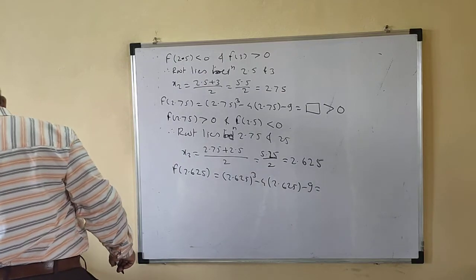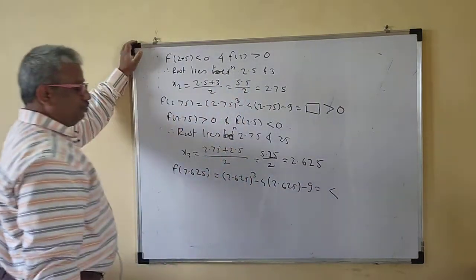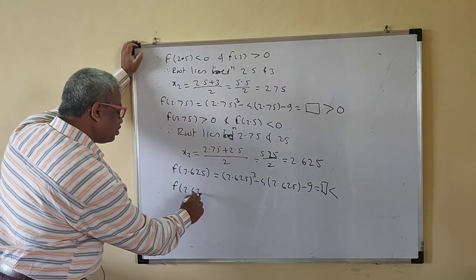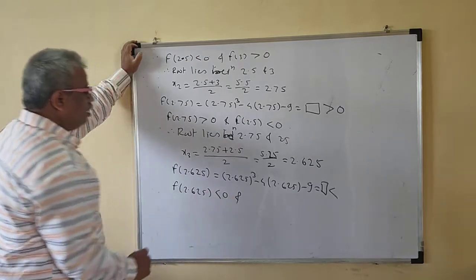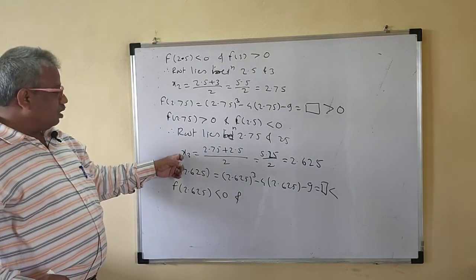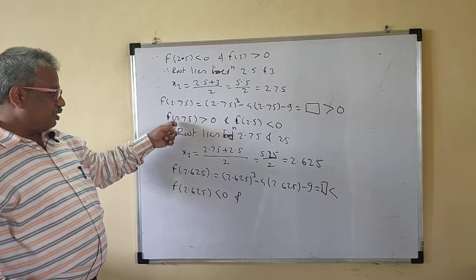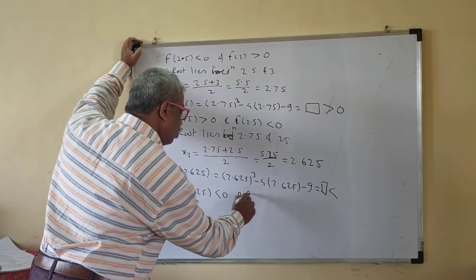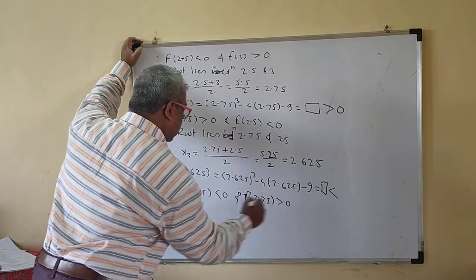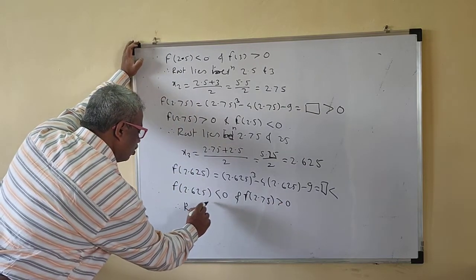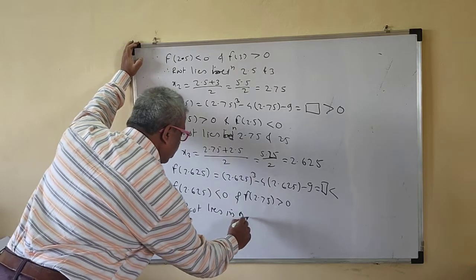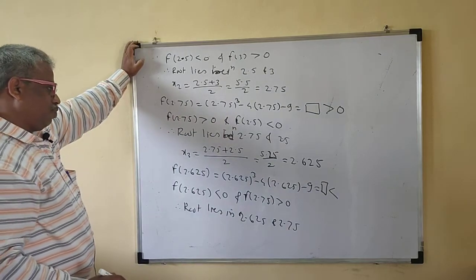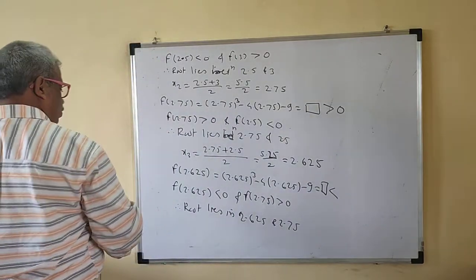Find the value of this one. This value is negative now. So f of 2.625 is less than 0, and just take the previous one before x3. This was the previous one, and this is negative, so just take the positive one. F of 2.75 is greater than 0. Therefore, root lies between 2.625 and 2.75.